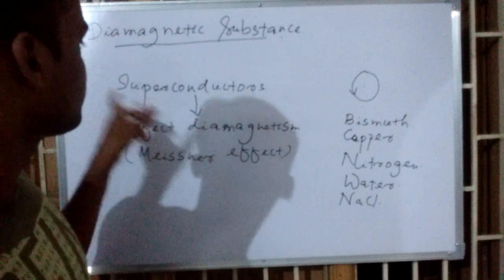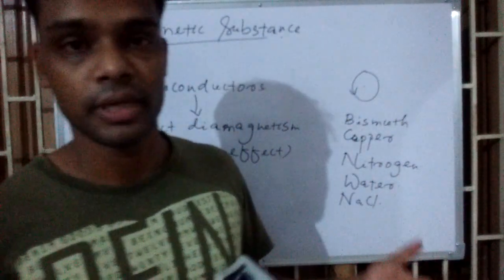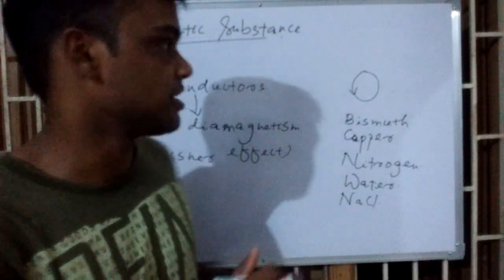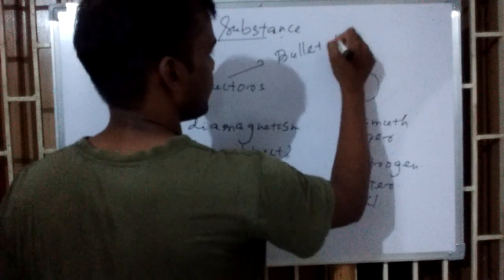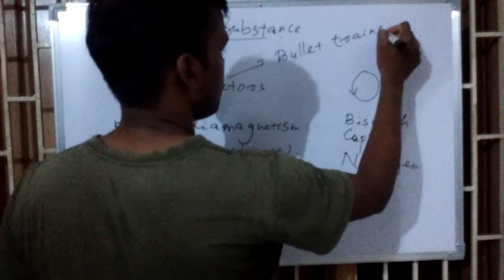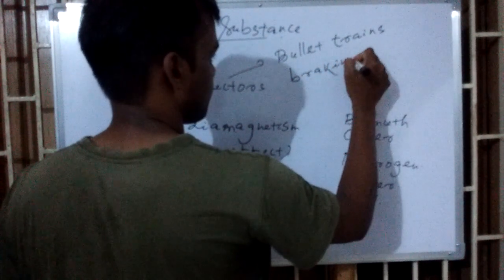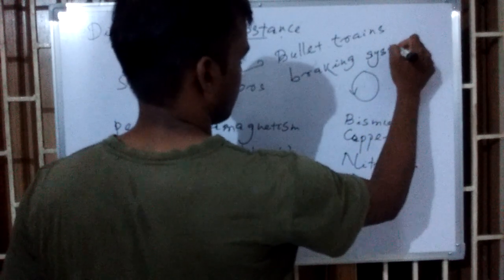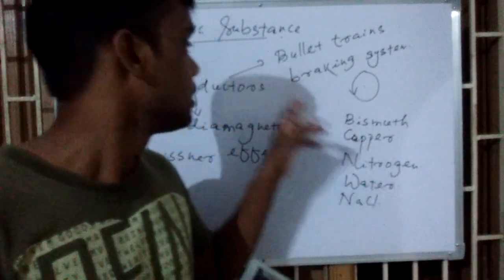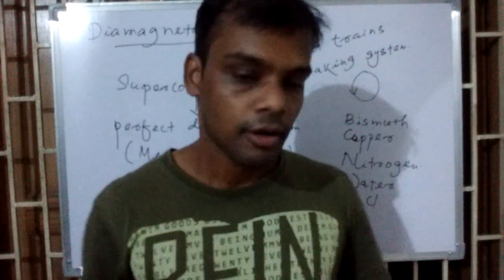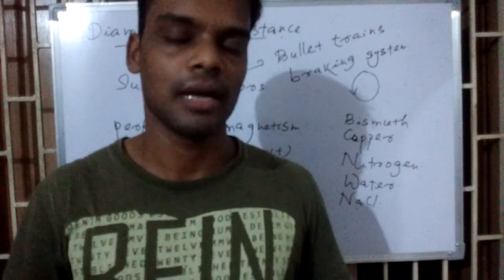Another thing is where these superconductors are used. They are normally used in the braking system of very fast trains like bullet trains. These are finding their applications in bullet train braking systems. You are all aware of these bullet trains. So this is all for this class. In the next class we shall discuss paramagnetic substances, or paramagnetism. Thank you.